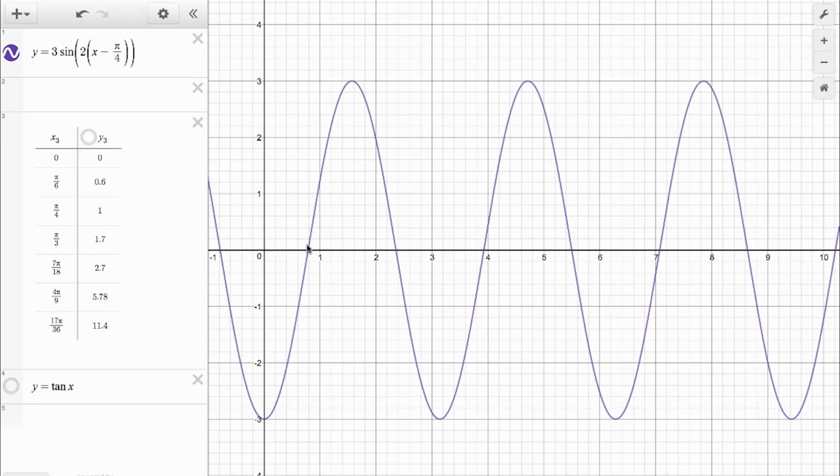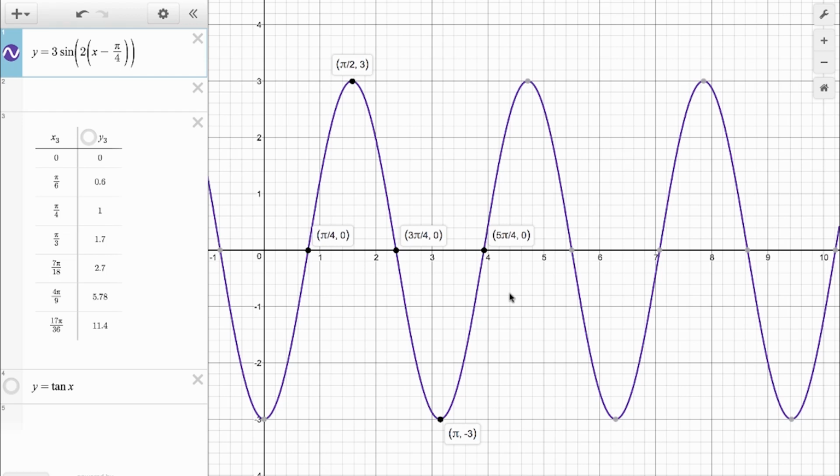Now, this point here should be pi over 4, right? This point here would be pi over 2. This point here would be 3 pi over 4, as you can see, right? So this is pi over 4, pi over 2, 3 pi over 4, pi, and 5 pi over 4. And so that gives us one complete cycle of my sine function.